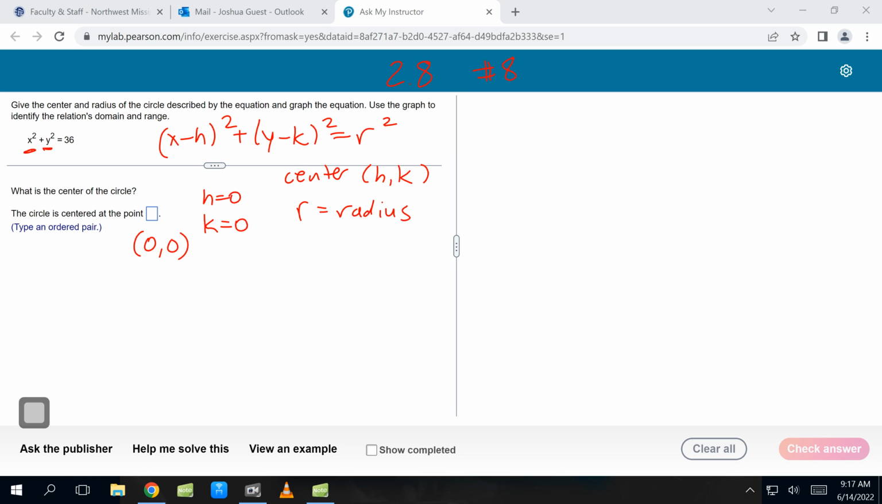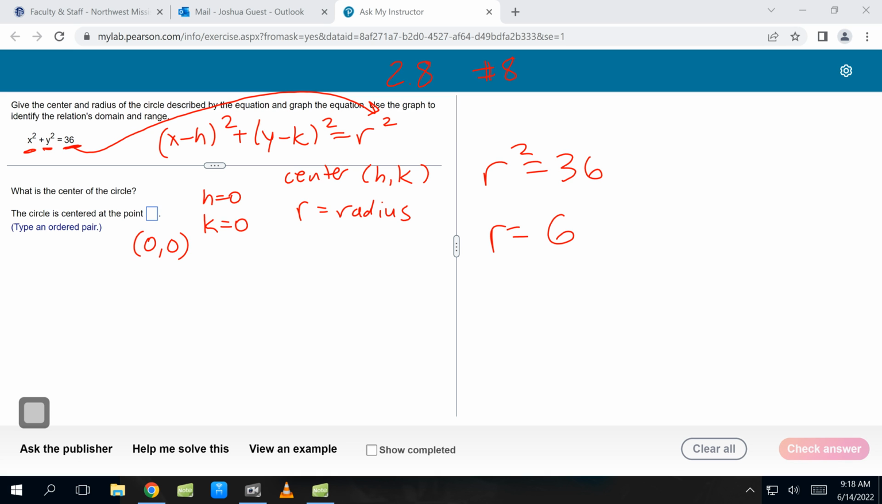I'm going to go ahead and talk about the radius too. Look, 36 is my r squared, right? So if r squared equals 36, then what does r equal? 6. Technically it's plus or minus, but radius is a distance, so we can disregard the negative. So the center is (0, 0) and the radius is 6. We're given 36 in the formula, but the formula has r squared, so r must be 6.